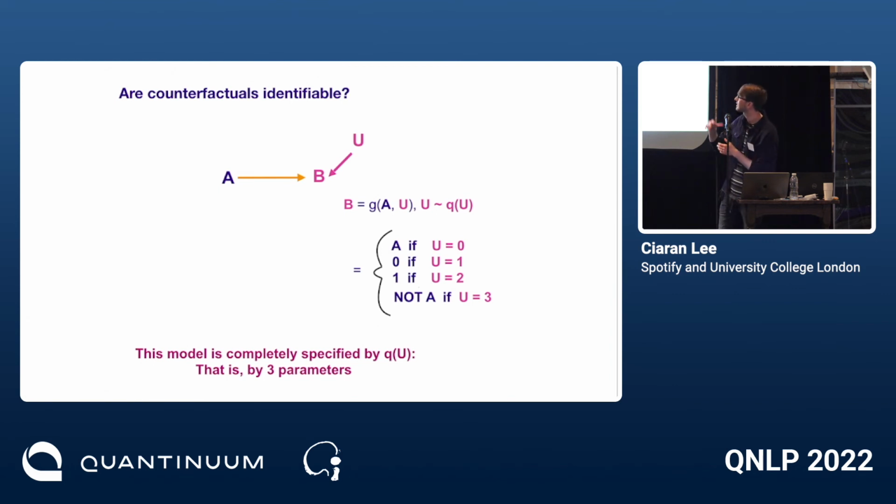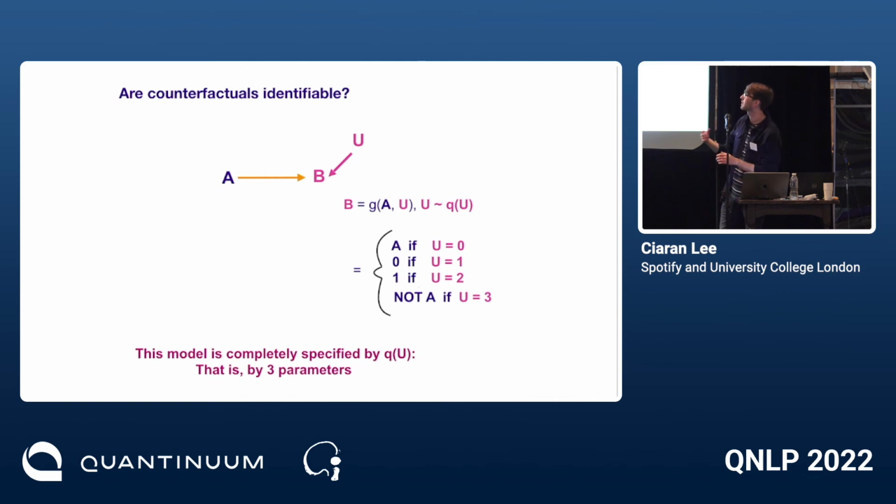So here's a quick little example. If A and B are, again, binary variables, the standard basic causal model is described as follows. Without loss of generality, A to B is the mapping between two bits, so it's a four-valued function here.